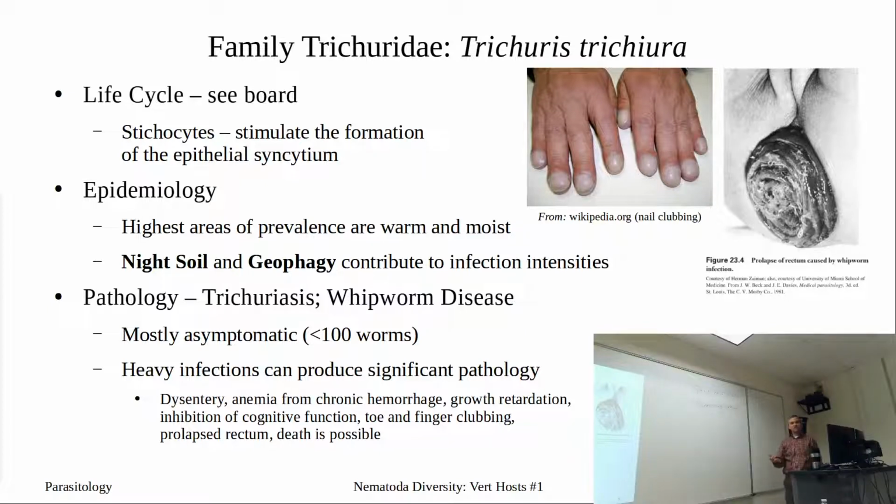Now, most of the time, this is asymptomatic. You'll have it and not really know you have it. This is especially true if you have a light infection, so less than 100 worms. As you have more than 100 worms, as you start getting heavier infections, then you can start showing significant pathology. All right, what sorts of things are you going to see?